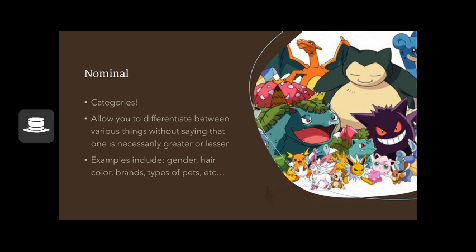So categories allow you to differentiate between different things, but it's not necessarily saying that one thing is greater or lesser, right? So this is a Snorlax, this is a Venusaur, this is a Gengar, and this you thought it was a Ditto, but it's actually a Ditto in disguise as a Ditto.